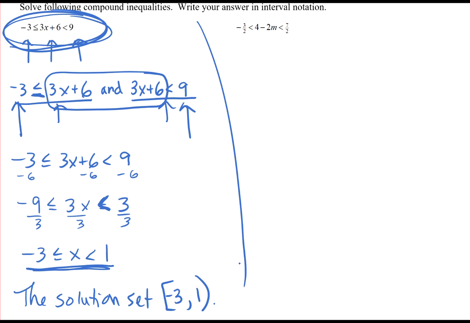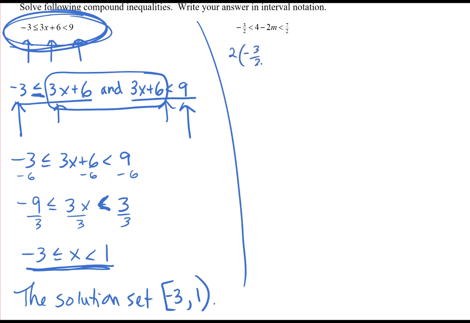We have a second example here. Negative 3 halves is less than 4 minus 2m is less than 7 halves. Sorry, computer freeze for a second there. I think we're back to normal. Now this has a fraction. What I would recommend you do at first is clear those fractions. So we're going to multiply everything by 2.